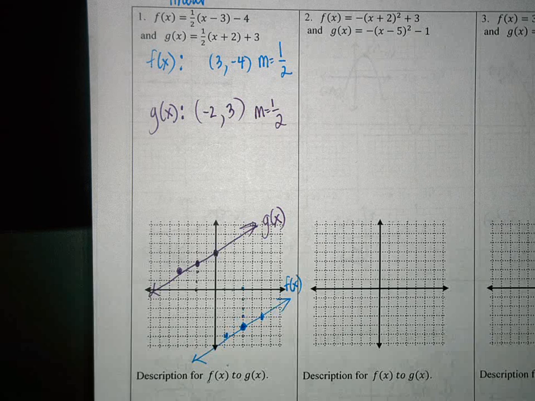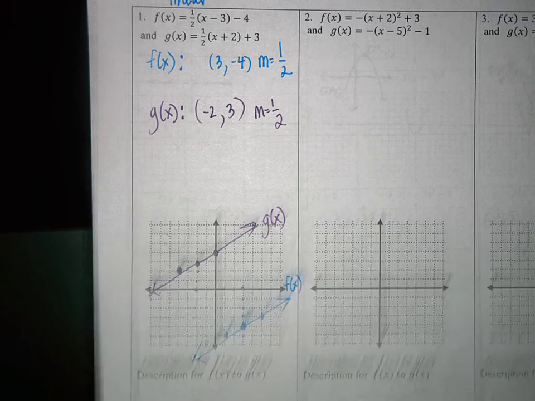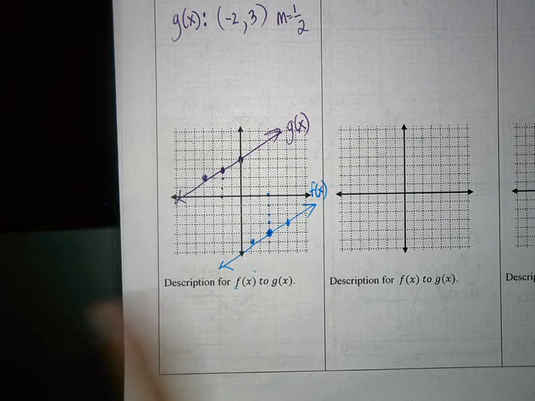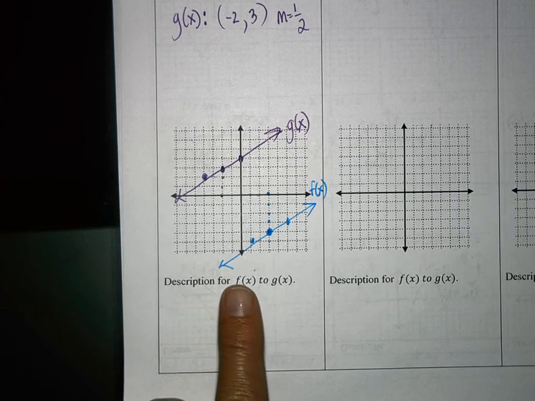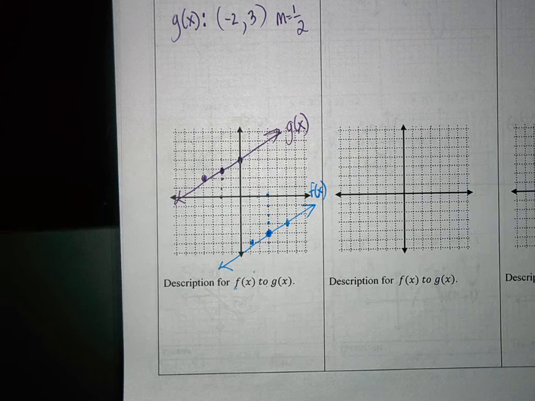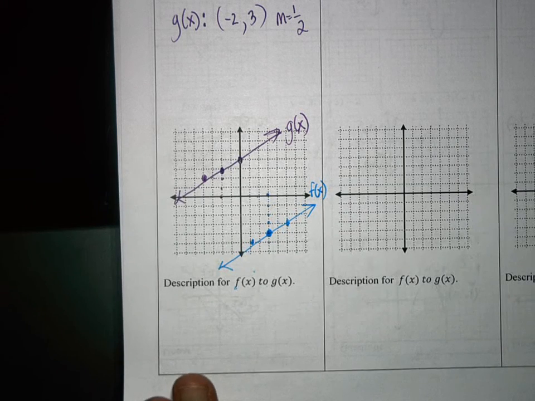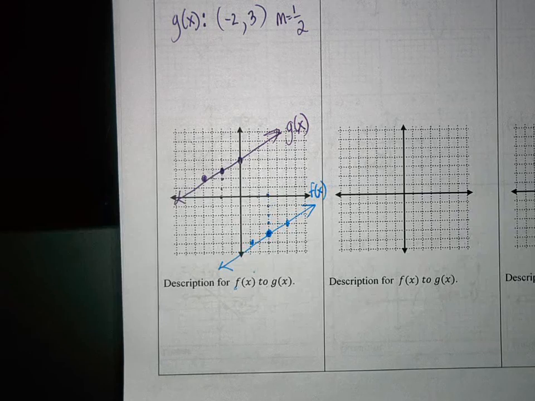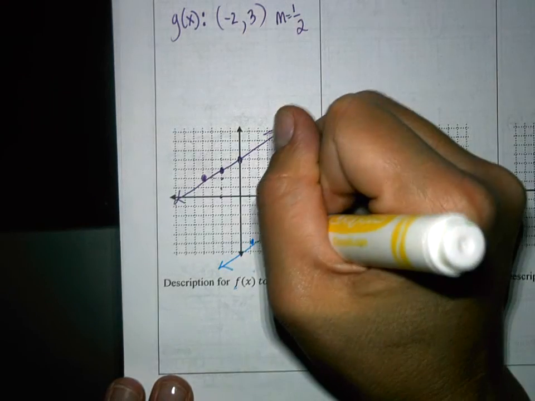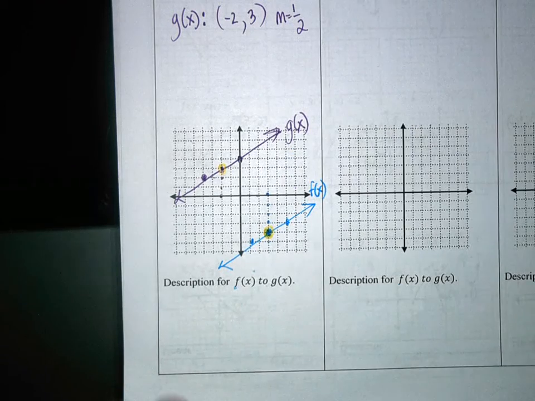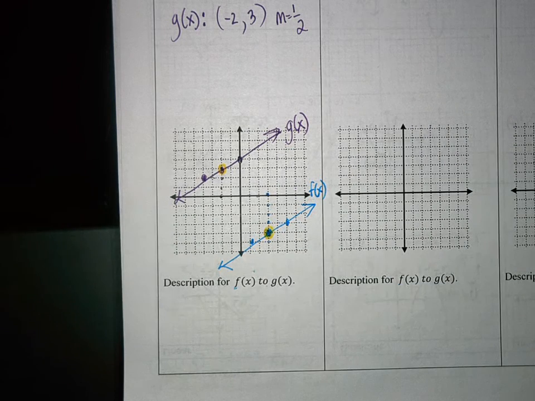Okay, and our next thing is that we need to describe our translation. So notice that it's saying f of x to g of x. It would be a different translation if you were going from g of x to f of x. So make sure you're starting at the correct line. So I like to go to where my starting points are. So here was my starting point, and here was my starting point. And so how do I get from one point to the next?